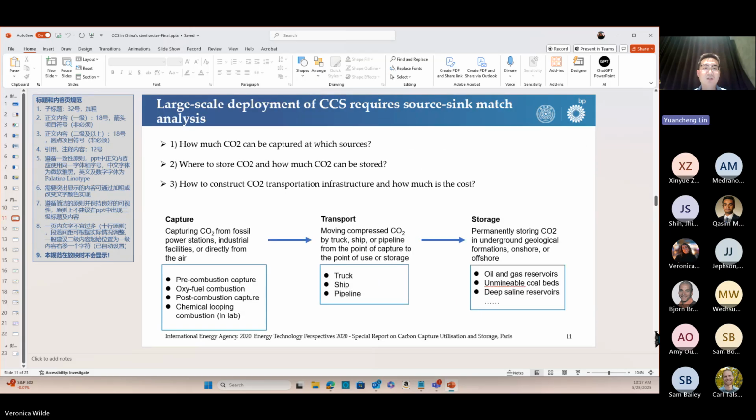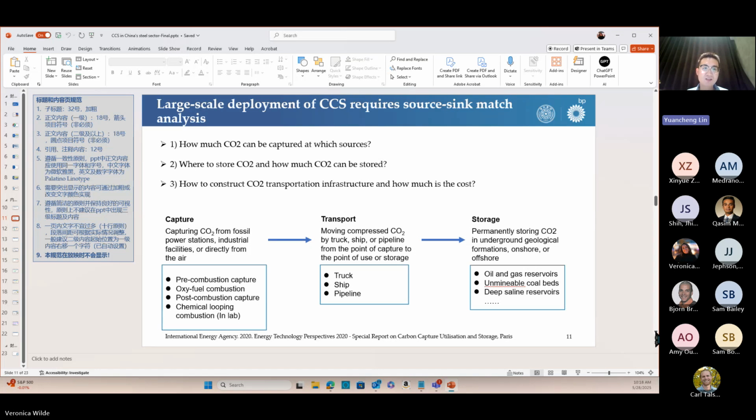To assess the CCS network in China's steel sector, we need to conduct a very detailed source-sink matching analysis, which means that we want to estimate the CO2 sources and the CO2 sinks, and then we need to assess the CO2 transport network. This is why we use SimCCS to assess the whole CO2 capture, CO2 transport, and CO2 storage network.